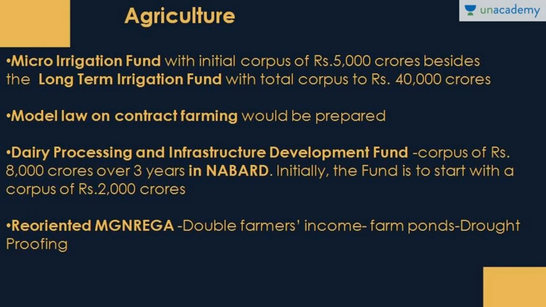Next, under the agriculture sector, quickly going through it, we have a micro irrigation fund and a long-term irrigation fund. Then we have a model law which government is proposing to come up with on contract farming. This model law can then be emulated or copied by states also. Simultaneously, recognizing the potential of dairy processing, there is a separate fund for dairy processing in NABARD. Then we have reorientation of MGNREGA. How? Because now MGNREGA will be used to fulfill the plan of government to double the farmers' income. For example, MGNREGA would be used to come up with many farm ponds. This will help in drought proofing and thus saving the farmer.